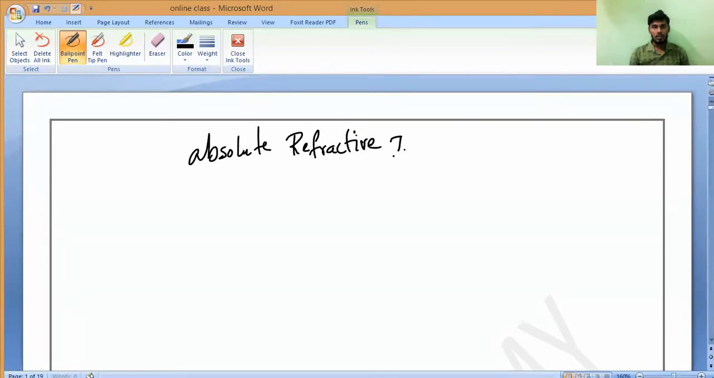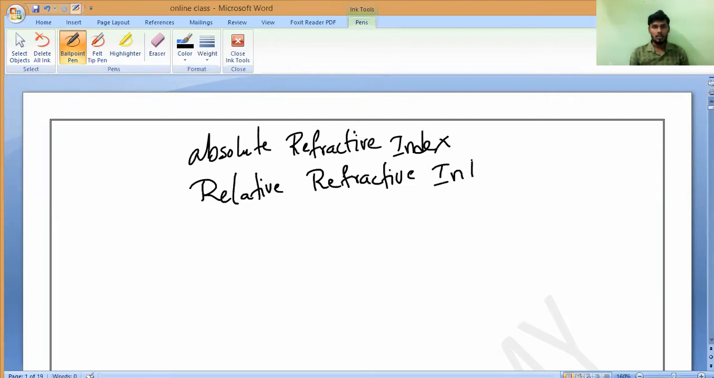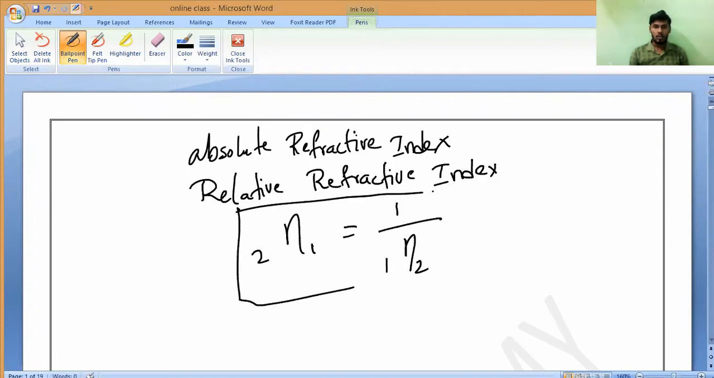Absolute refractive index, as well as how to find the relative refractive index. And we also studied the relationship between the refractive index of one medium to another medium, which equals 1 by the refractive index of medium 2 with respect to medium 1. This is the relation we found, and we have different formulas for refractive index.